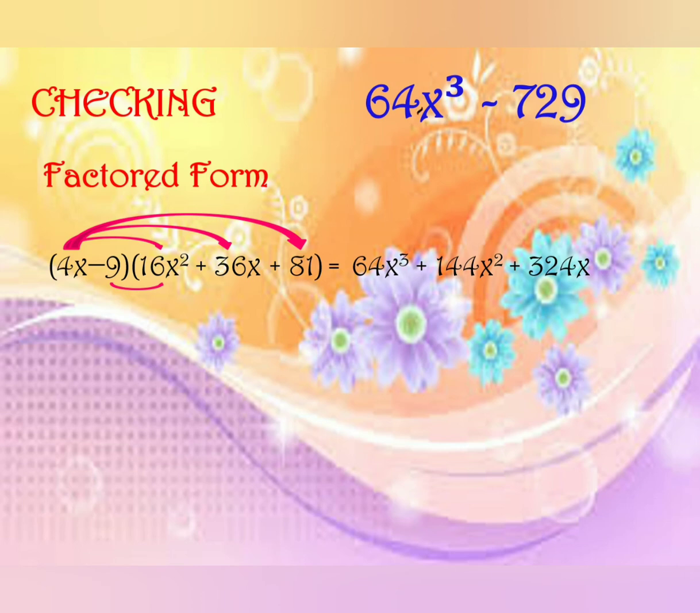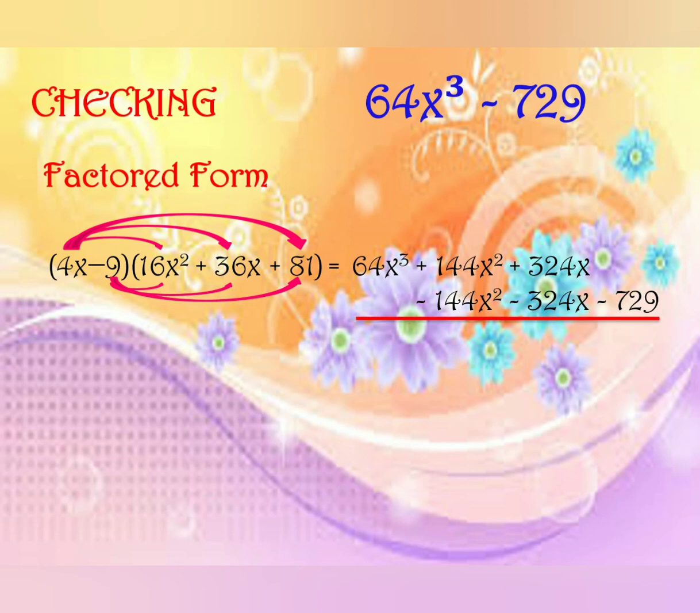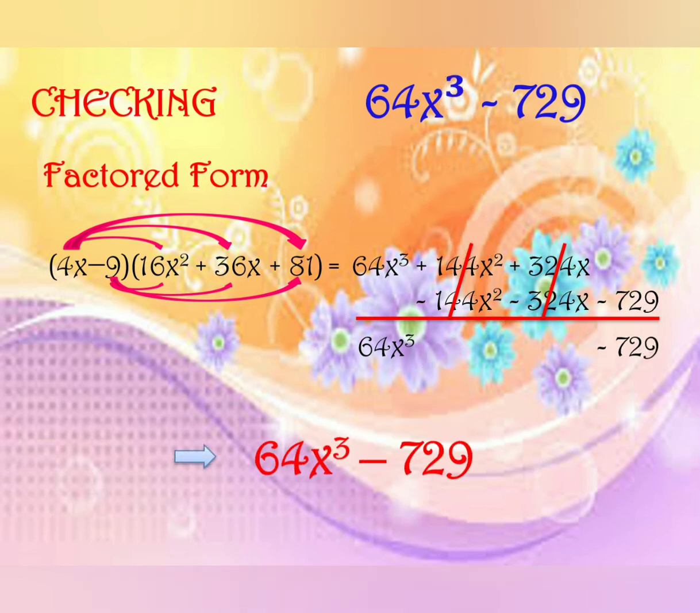Negative 9 times 16x squared equals negative 144x squared. Negative 9 times 36x equals negative 324x. And negative 9 times 81 equals negative 729. So cancel out the middle terms. So the remaining answer is equal to 64x cubed minus 729. So our answer is correct.